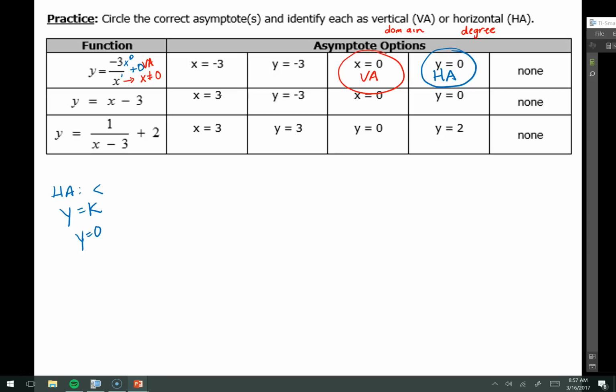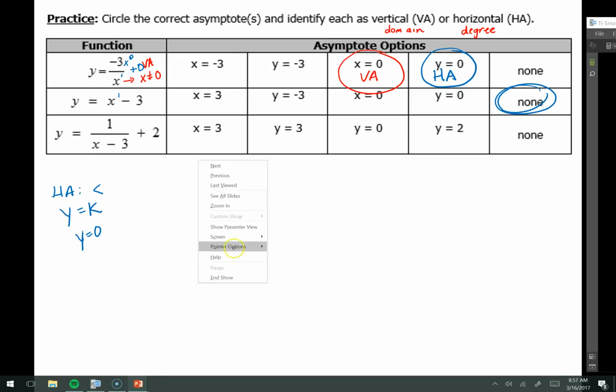So let's look at another one. This next one, it's x minus 3. It doesn't have anything in the denominator. If that's x to the first power, that's going to be a straight line. It's a linear function. Linear functions don't have vertical asymptotes because they don't have a denominator that we have to restrict for the domain, and they don't have a horizontal asymptote because they don't have any kind of discontinuity. So that one's going to be none.